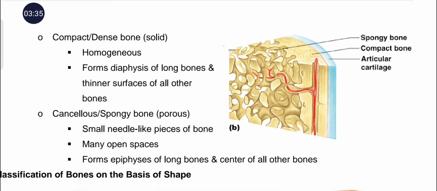Spongy bone is also known as porous bone because if you see the structure in the diagram, the structure consists of a spongy structure and it is porous and it consists of spaces in between. They consist of small needle-like pieces of bone. Many open spaces are present in between the bones and they form the epiphysis of the long bones and the center of the other bones. Epiphysis means the ends of the long bones.